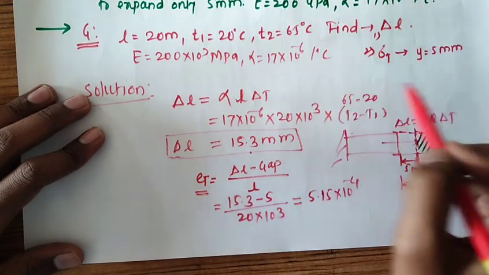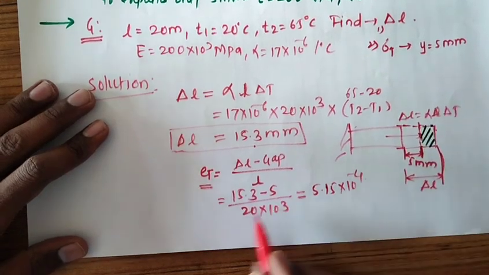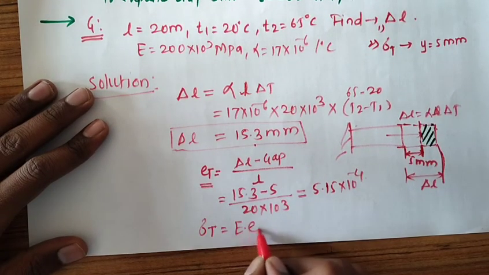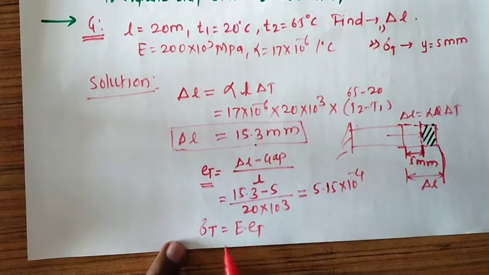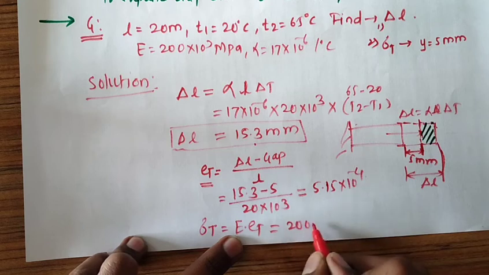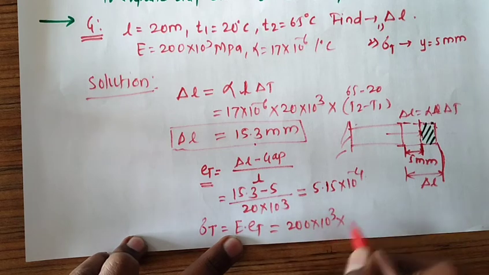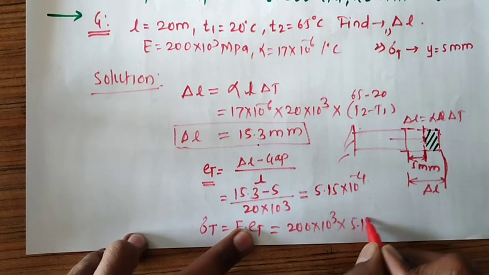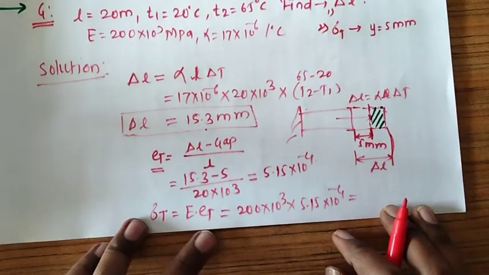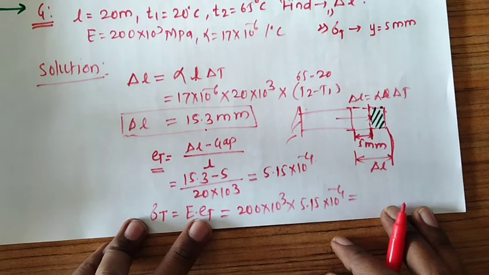We have to find out thermal stress. So we know that sigma T is equal to E into epsilon T, that is thermal strain. Modulus of elasticity is given, that is 200. So 200 into 10 raised to 3, into 5.15 into 10 raised to minus 4. Your answer, thermal stress value, is 103 Newton per mm square.